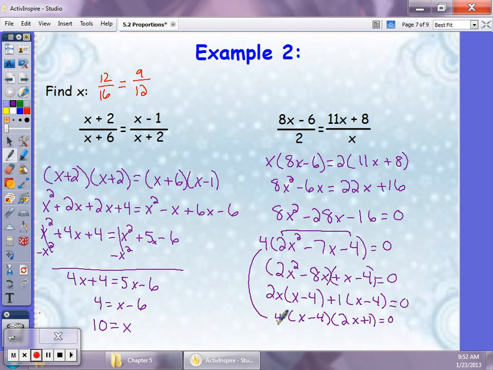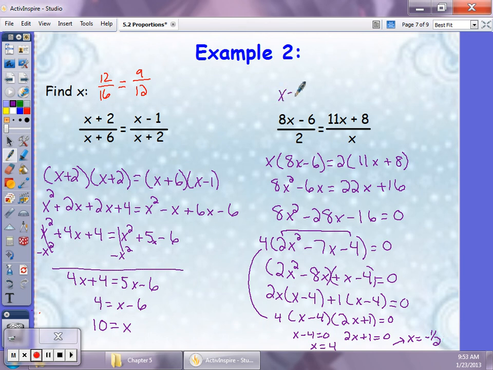Okay, so now we have factored this quadratic, and if we want to solve for x, what we're going to do is take each factor that has an x in it and set it equal to 0. So x minus 4 equals 0. 2x plus 1 equals 0. So if we solve each side for x, we're going to see that one solution will give us x equals 4. And the second solution, if we subtract 1 and divide by 2, x is going to equal a negative 1/2.